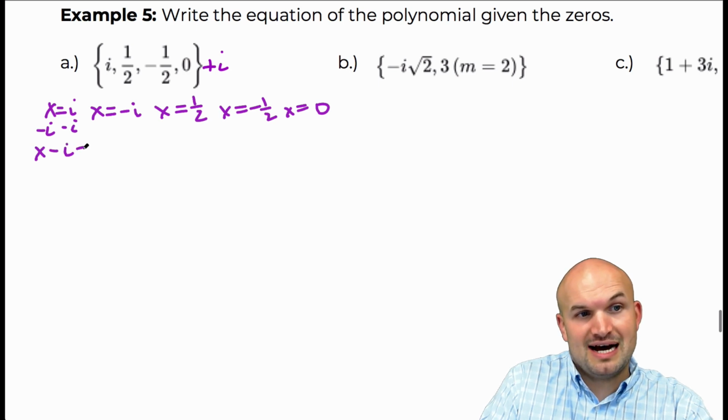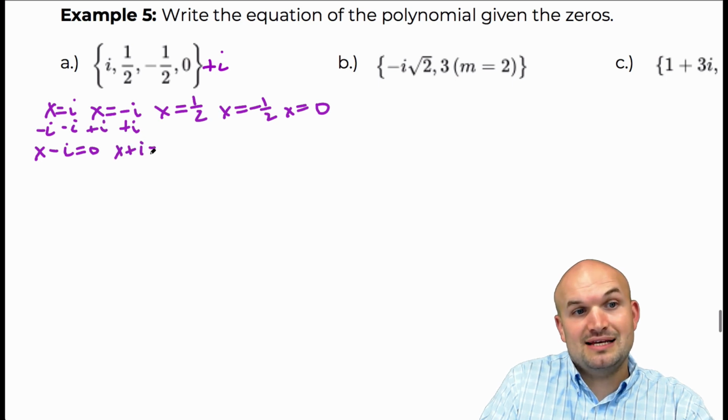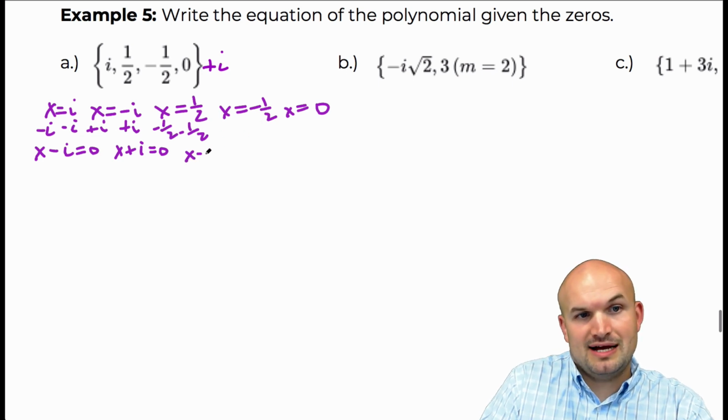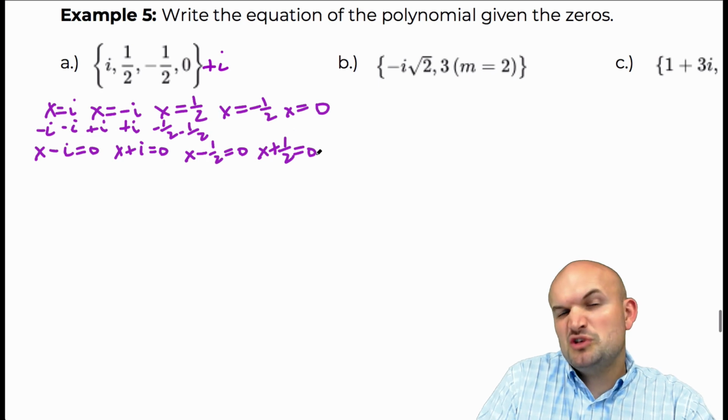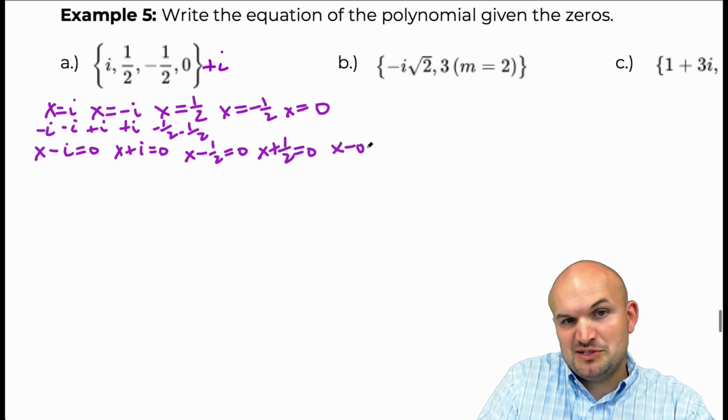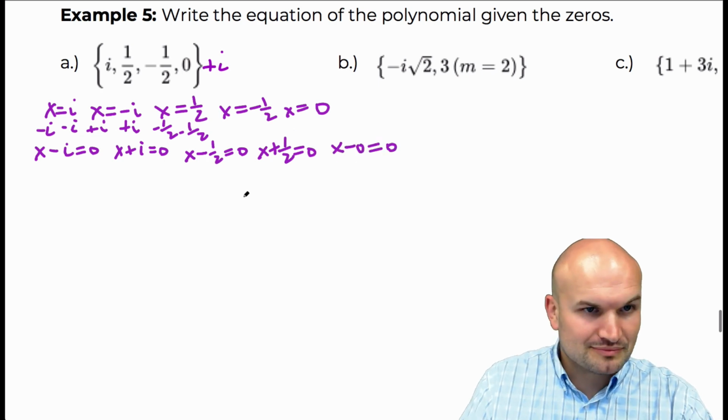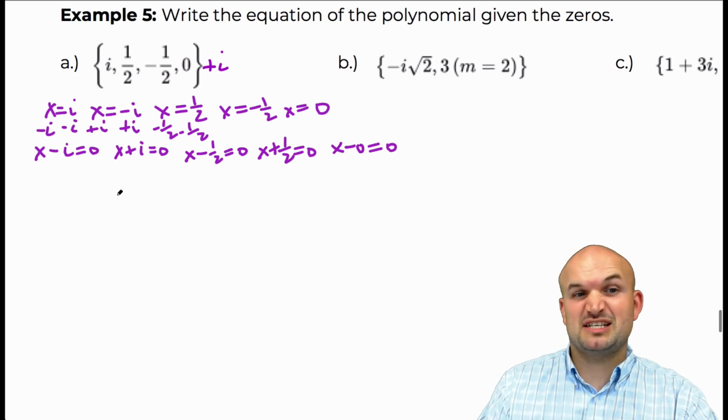So x minus i equals 0. You add the i in this case. x plus i equals 0. Here you're subtracting 1/2, and therefore you get x minus 1/2 equals 0. This one, you'd add 1/2, so x plus 1/2 equals 0. And here you could just write x minus 0 if you wanted to. Sometimes I like to do that. So this is the list of basically all the factors.